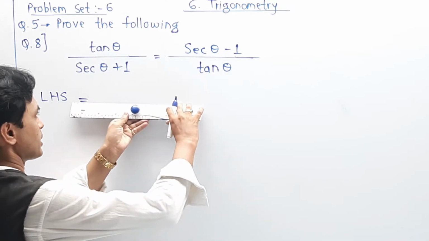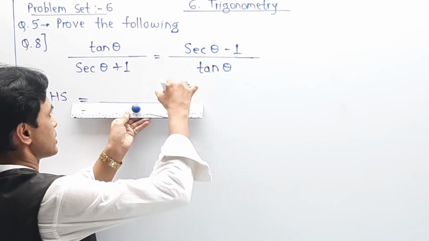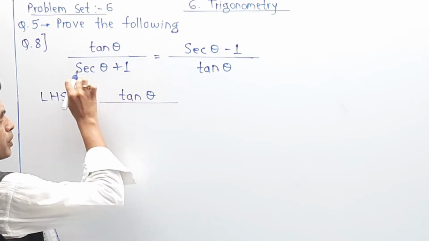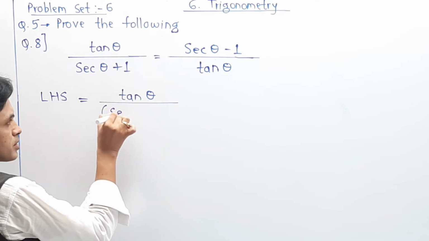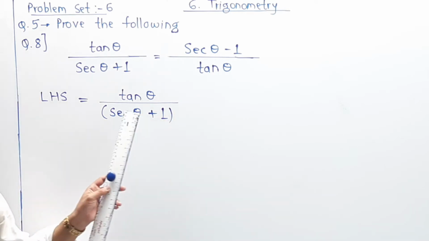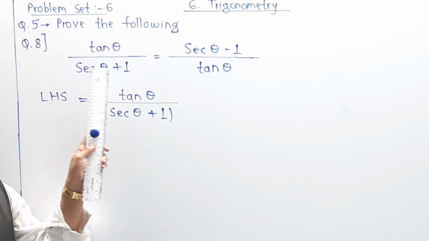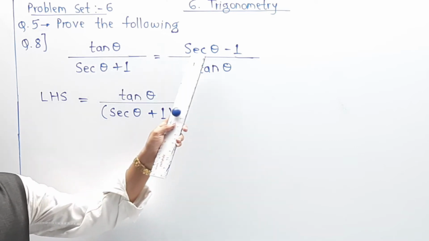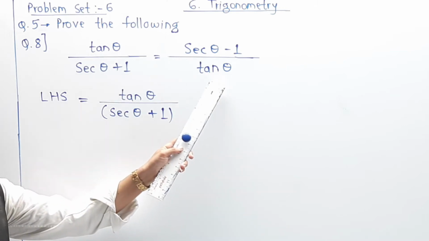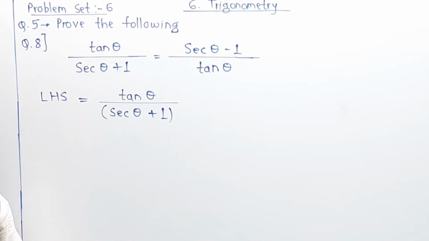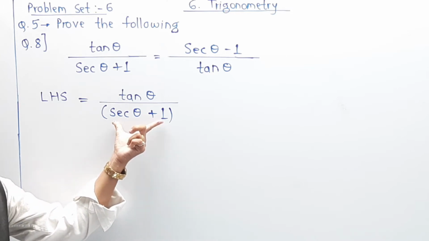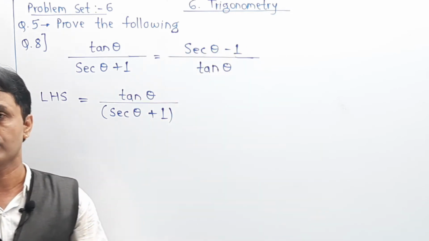So I am writing the LHS in the first step: tan theta upon sec theta plus 1. Now in my answer the condition is something reverse. Here it is sec theta plus 1 and in the answer we need sec theta minus 1, and here tan theta is in the numerator, but in our answer tan theta is in the denominator. We have to focus that this sec theta plus 1 is at the base, but in the answer we need sec theta minus 1 at the denominator.